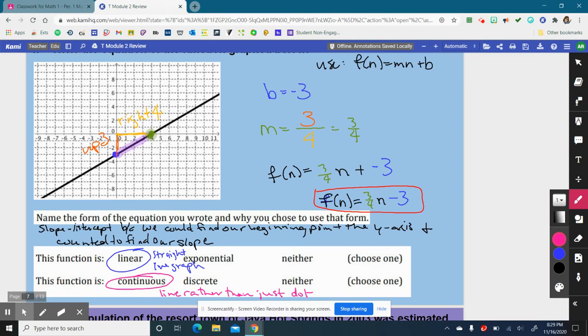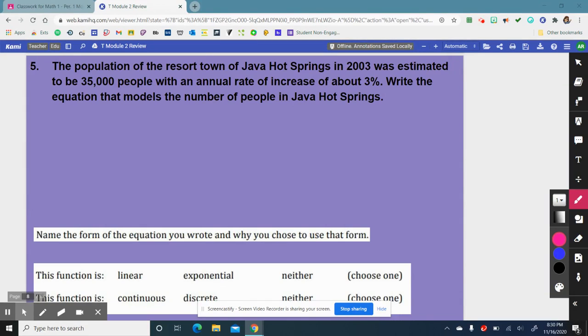All right, next problem. All right, example 5. The population of the resort town Java Hot Springs in 2003 was estimated to be 35,000 people with an annual rate of increase of about 3%. Write an equation that models the number of people in Java Hot Springs. So this is a multiplying equation, and this is going to be one of those equations that uses an R, right? But because it says it's an increase of about 3%, then we're going to use f of n is equal to a times 1 plus r to the n.